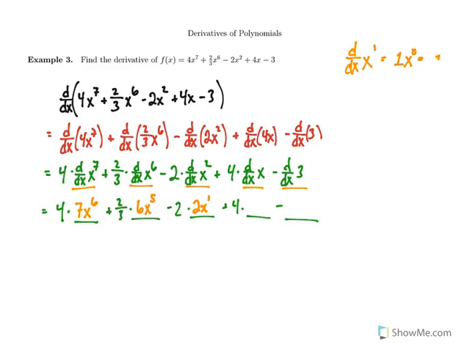We also said that we know the derivative of a line is just the slope of that line, so that's going to be our 1. And then the derivative of a constant is just 0 always. We said that before as well. So putting it all together, we get our answer as 28x to the 6th plus 2/3 times 6 is going to be 4x to the 5th minus 4x plus 4.